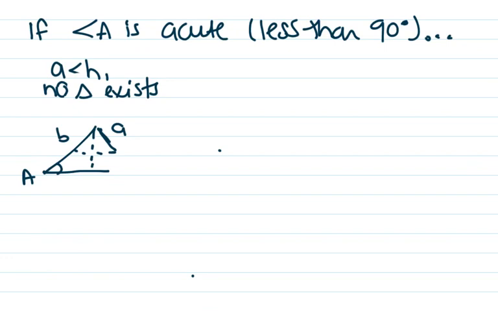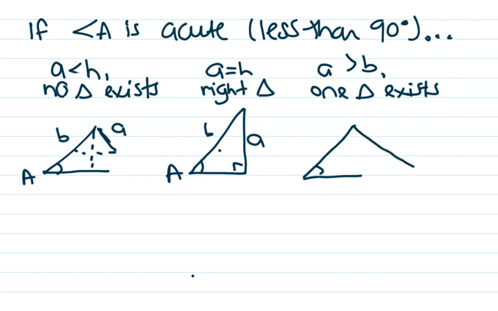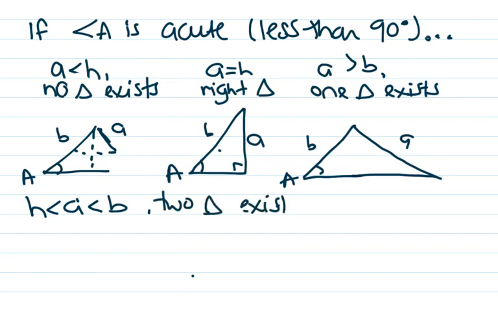The next case would be if a was the same as the height, then that would be a right triangle. So if a was actually just the height, it's the opposite side, but it's also the height, that makes that a right triangle. The third case is if a is greater than b, then one triangle exists. So we have angle A, and then we have side a, which is longer than b, then that's our triangle, right? And the fourth case is if a is greater than h, but less than b. Then there can be two triangles. Two triangles exist.